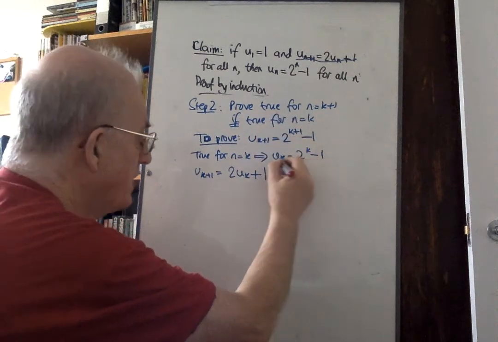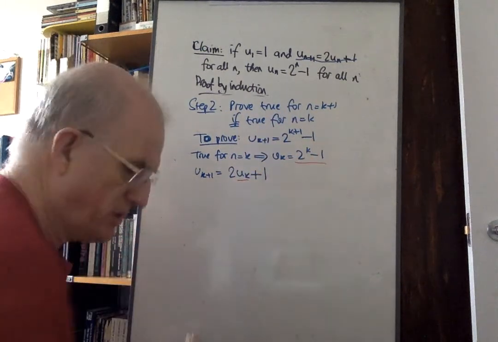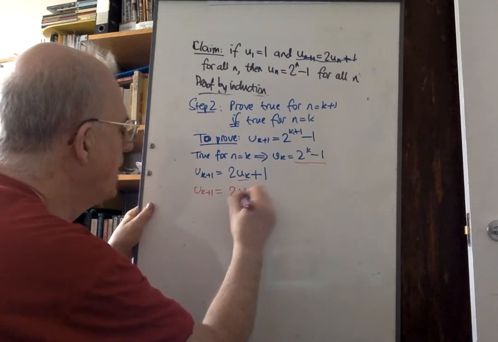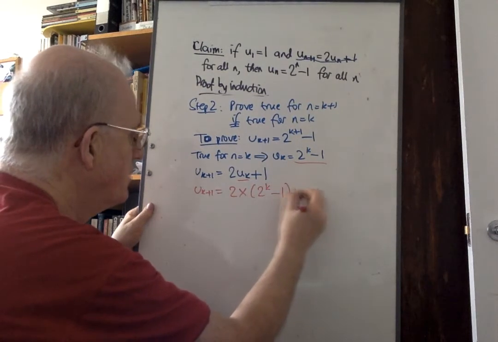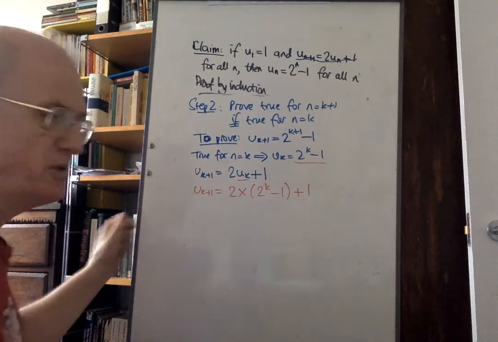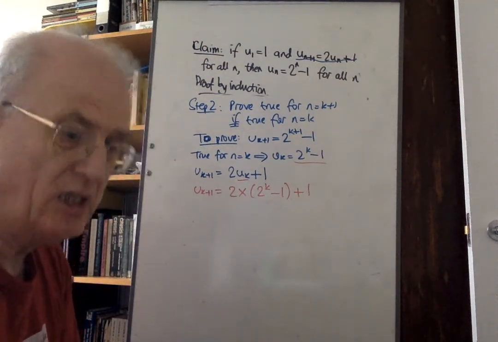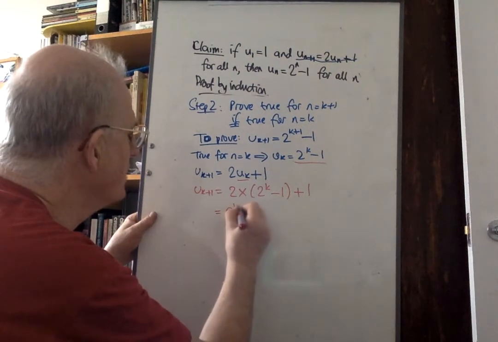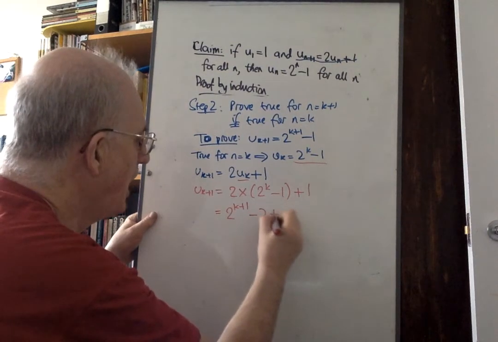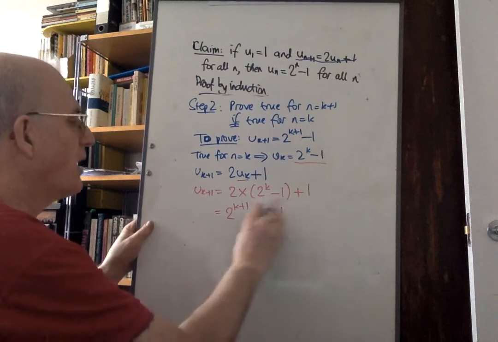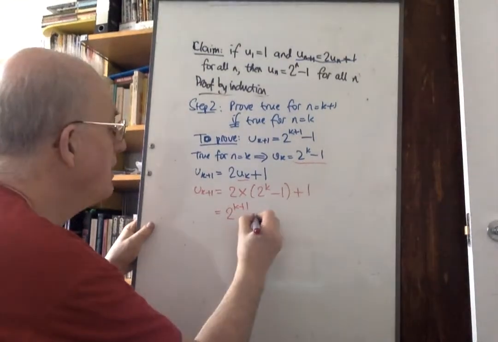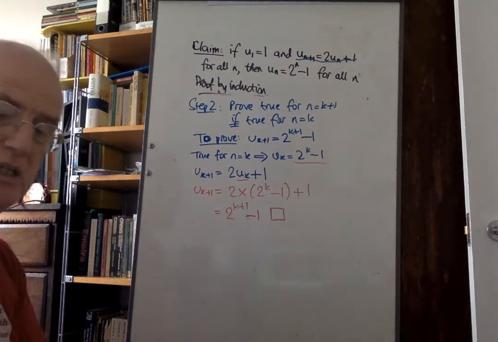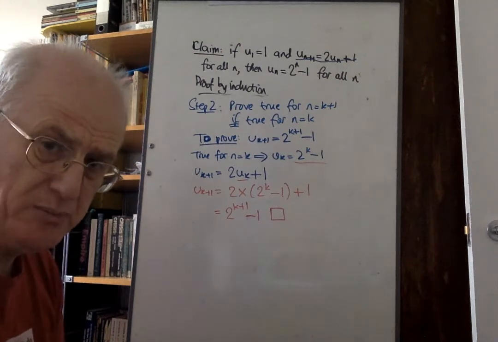Right, now if we assume it's true for n equals k, we can replace this u(k) by 2 to the k minus 1, and we will get u(k+1) is 2 times (2 to the k minus 1) plus 1. 2 times 2 to the k is 2 to the 1 times 2 to the k. When you multiply powers, you add the indices. So that's 2 to the k plus 1, minus 2 add 1. Minus 2 add 1 is minus 1. But that is exactly what we wanted to prove. So we've proved it for step 2.